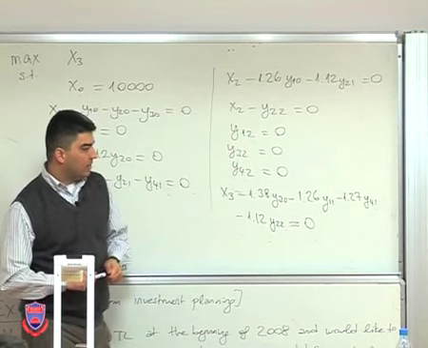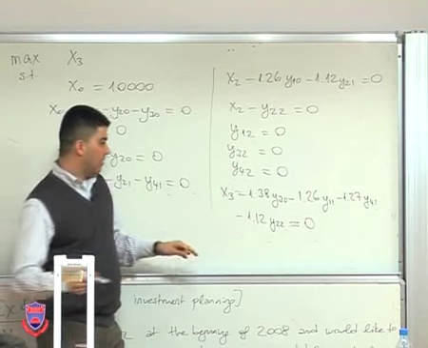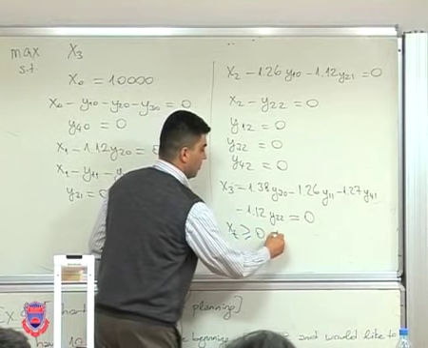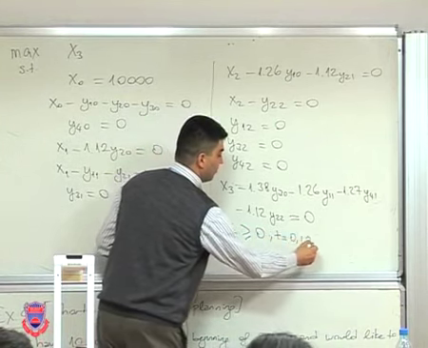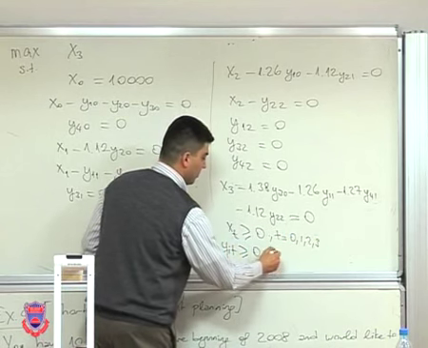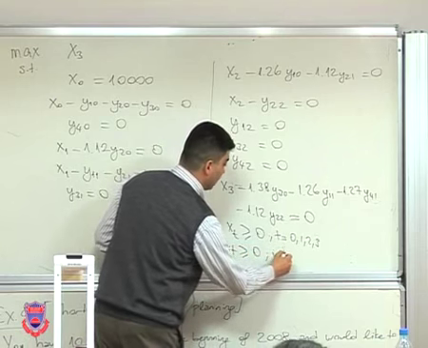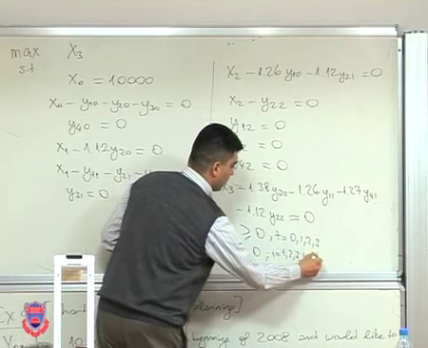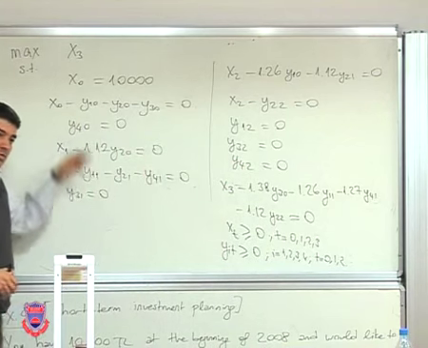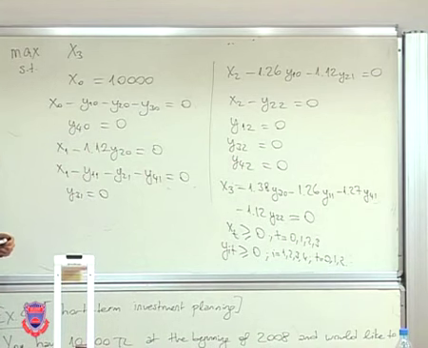Anything else? Any other constraints? Non-negativity, you should never forget. So for all values of t, y_it should be non-negative, for all i and t. And if you solve this problem, then you're going to have the best investment decision, basically.